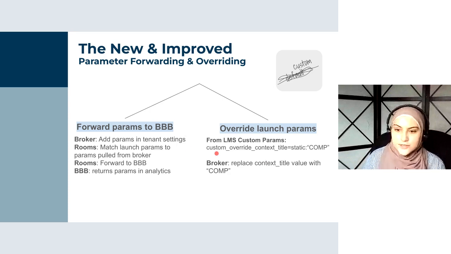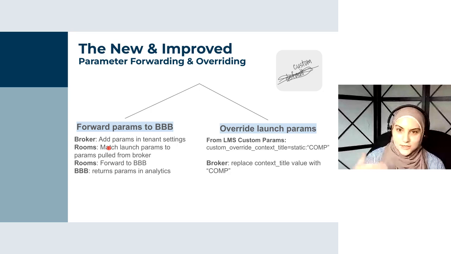So if the administrator sets a custom parameter in a specific way with specific syntax, we can then just replace the value of that parameter with whatever the administrator wants. So for example, let's say, context title is a parameter that is often sent by learning management systems, and it's usually just the course title. But let's say that the administrator, for whatever reason, doesn't want to use the course title and wants to use just general, like, department name. So we can do that using overriding the parameters. And the other thing that we added that's somewhat related to this is forwarding parameters to BigBlueButton.